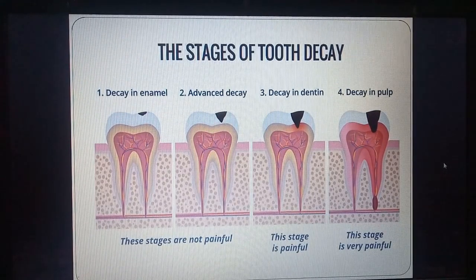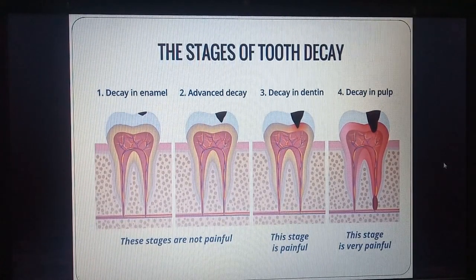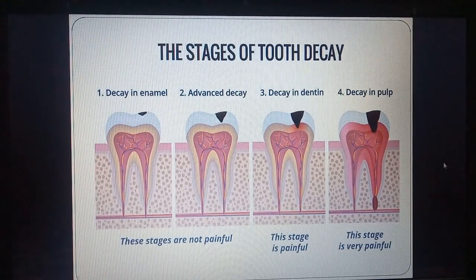Here we can see the stages of tooth decay. First, decay in enamel, the black part. Then advanced decay, it reaches dentin. Third, the dentin decay spreads more. And finally, decay in pulp. This stage is very painful. So we can see that tooth decay spreads slowly if it is not treated.